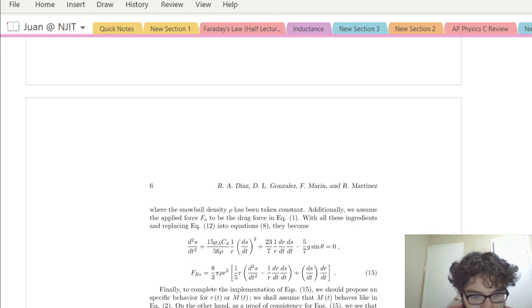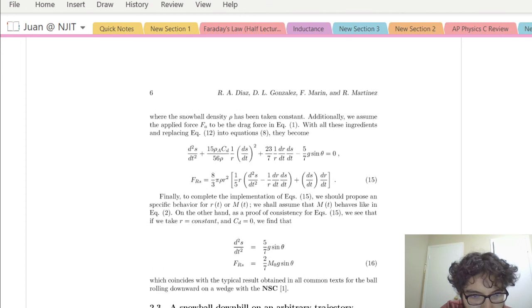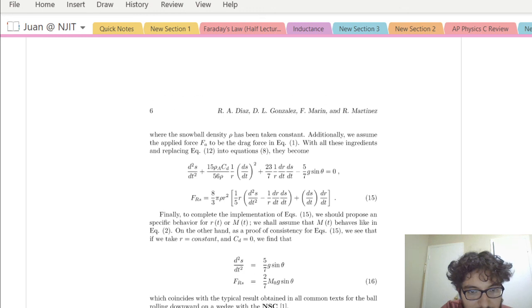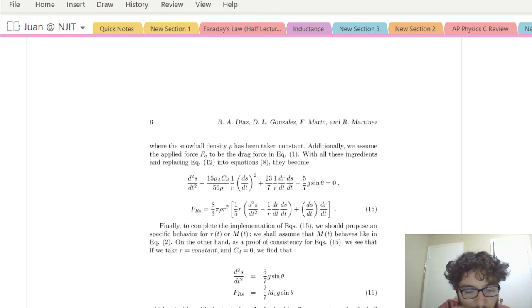Okay, so this is the sum of the forces, and then you get a second degree differential equation. And I think this is pretty much, well, everything's in terms of time, right? So it's not a linear differential equation, right? It's not linear.